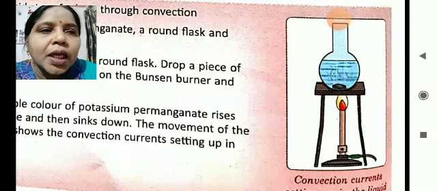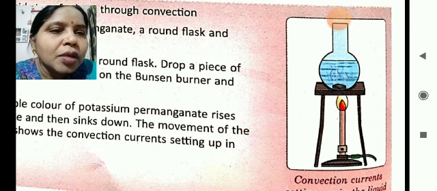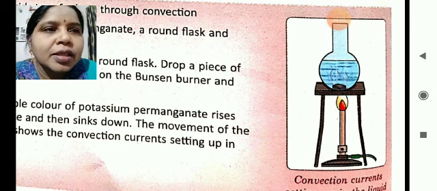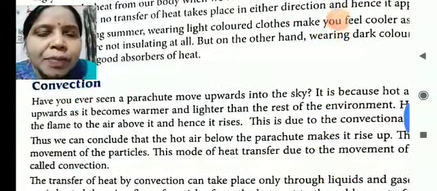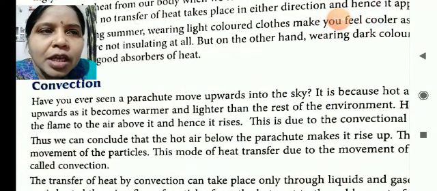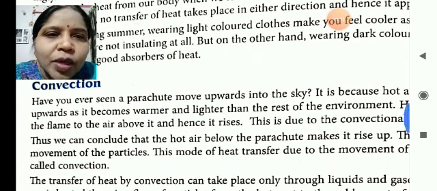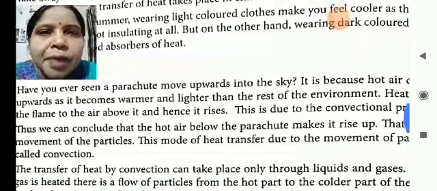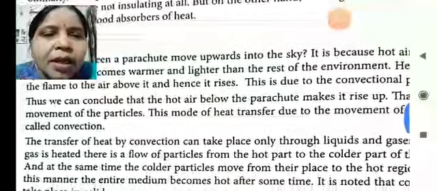Students, so now today I am going to explain two more modes of heat transfer, and they are convection and radiation. So first, about convection. What happens in convection? Convection is the mode of heat transfer where the particles move from the higher to lower temperature.